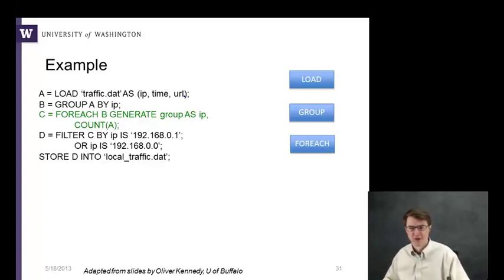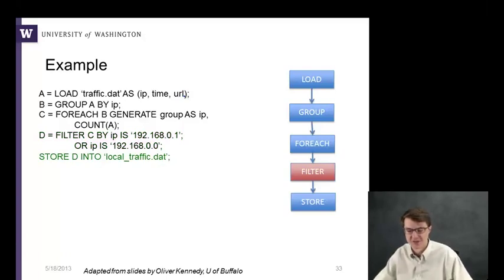Okay. And the next step, well, maybe in this particular task, we're only interested in looking at traffic that originated from 2 particular gateways on our local network, and so we filter for just those IP addresses with the filter command. And then we store the result into a file on HDFS.